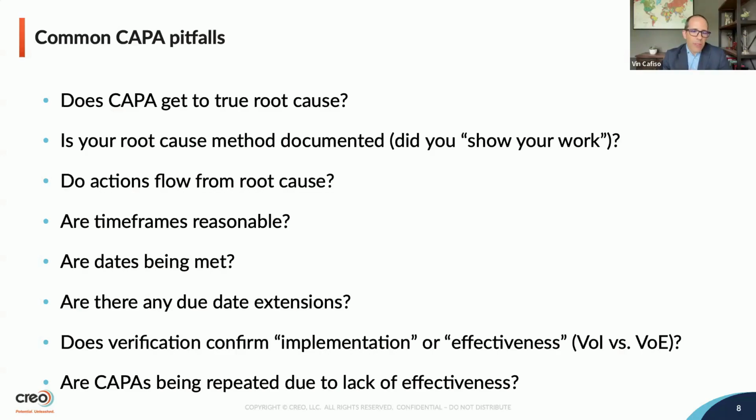This kind of goes back to the, under commit, over deliver. Make sure your timeframes are reasonable. It's kind of like this knee-jerk reaction to want to make sure that everything is due in 30 days or 45 days, right? But also be careful about when you are committing to due dates that you don't have a stack up of due dates that are all happening at the same time, right? So you may even have to stagger your due dates based on when they are due, not necessarily when you think that they can actually get done.